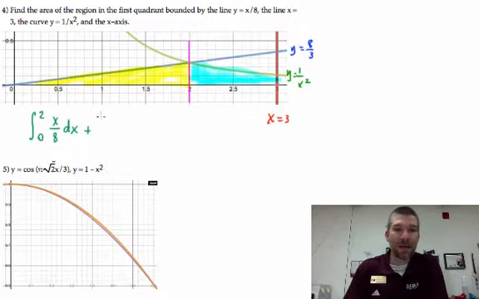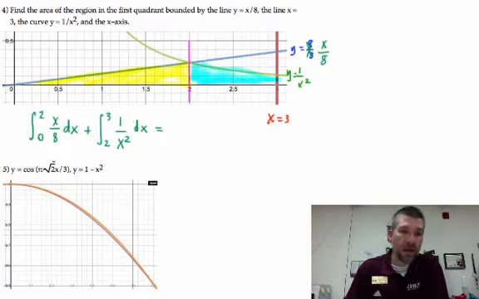Plus the second integral, which is going to go from 2 to 3 of the second equation now, which is 1 over x squared. And all we need to do is add these two guys up. Once we add these two guys up, we'll find the yellow area and the blue area, and that'll give us the total area for this curve.